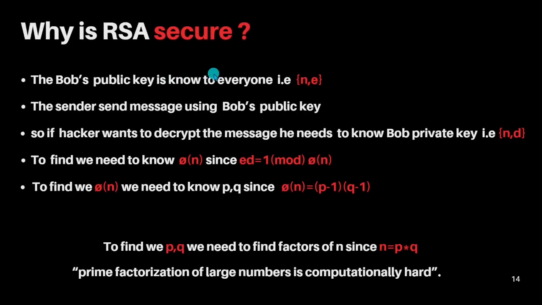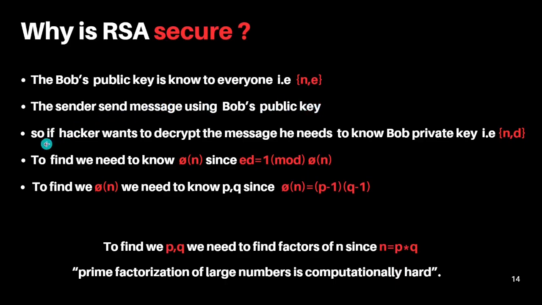Is RSA really secure? Let's look into that. Generally the public key is known to everyone. So the first point states the same: Bob's public key is known to everyone, that is n comma e. If any sender wants to send a message to Bob, he should encrypt the message using Bob's public key. So if I want to send a message to Bob, I will use his public key, that is e, to encrypt the message. And after encrypting the message, I will send it to Bob.